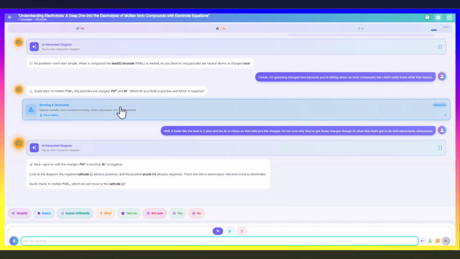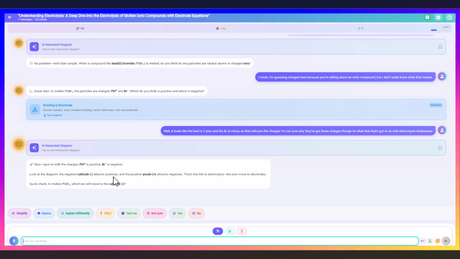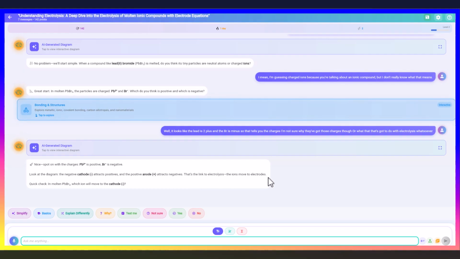It's brought the diagram back. Nice, spot on with charges. Yeah, lead positive and Br negative. Look at the diagram. The negative cathode attracts positives and the positive anode attracts negatives. Okay. That's the link to electrolysis. The ions move to electrodes.